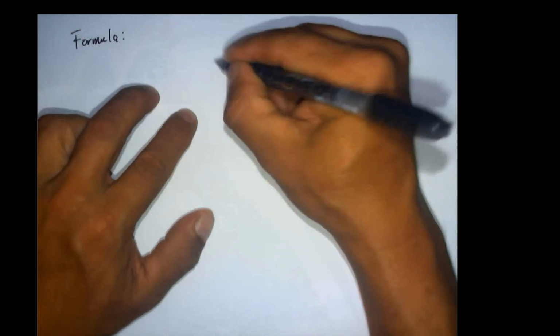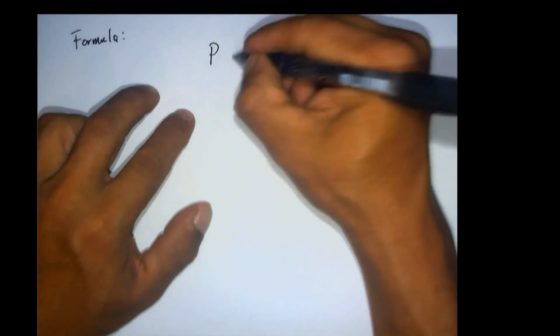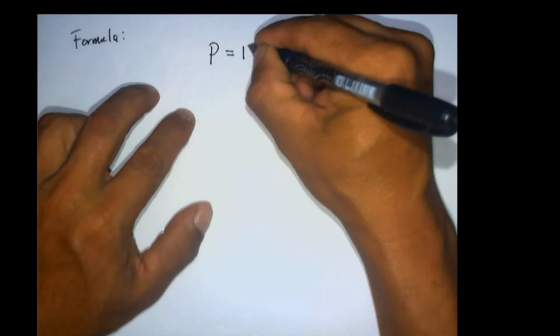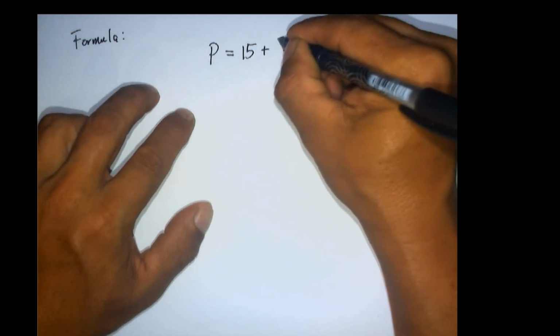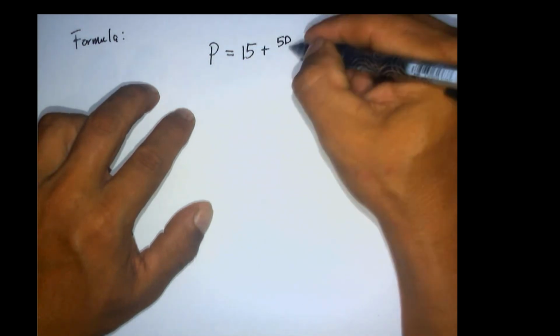And this is a real, actual formula. Okay, the formula. Here it is. I'm going to write it out here. P is equal to 15 plus 5D over 11.